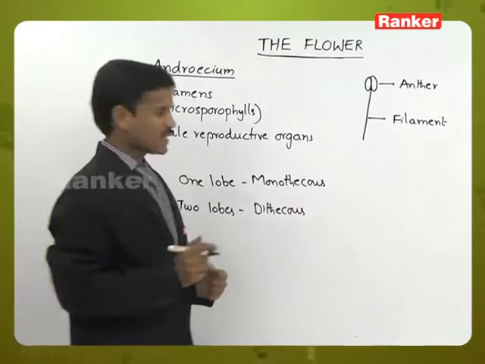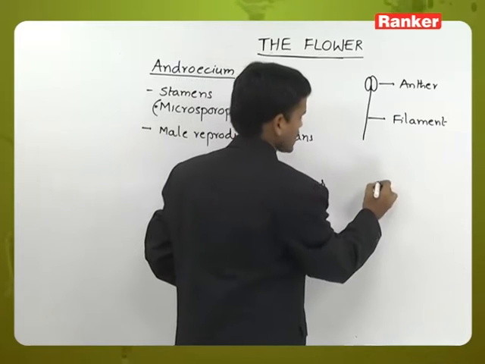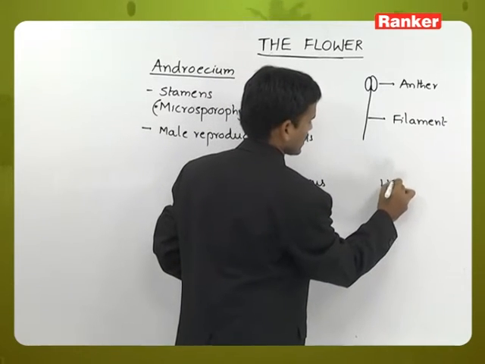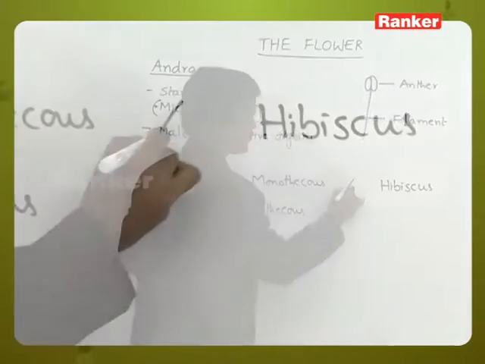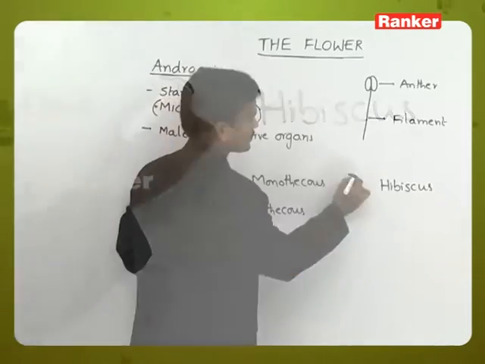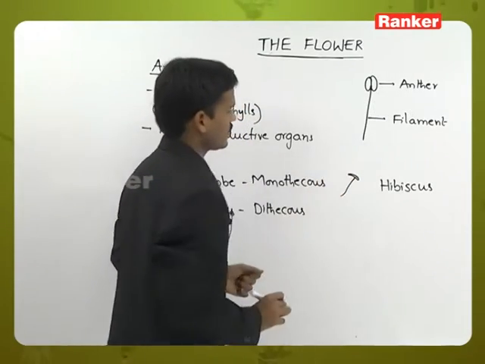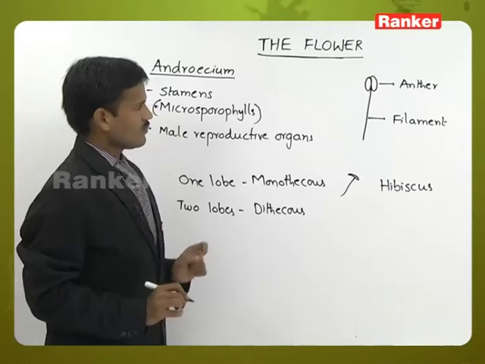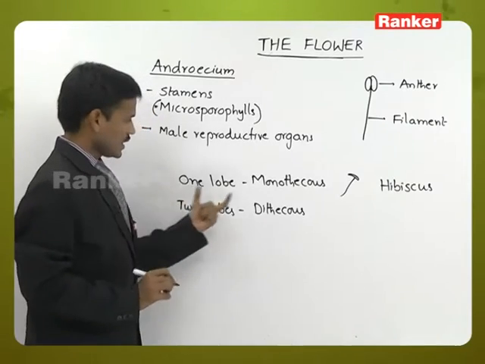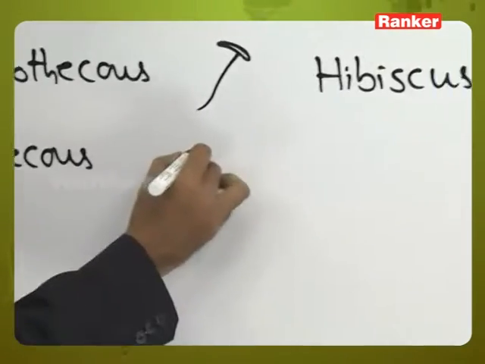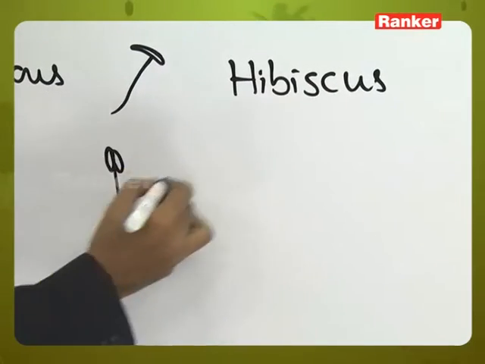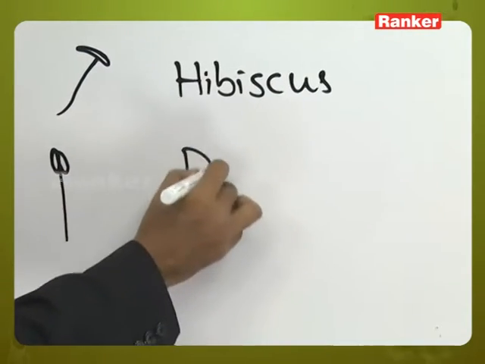Here the monothecous anther is observed in the hibiscus plant. The hibiscus flower shows a monothecous anther, the filament having only one lobe, and the dithecous anther shows two lobes. It is observed in Datura.